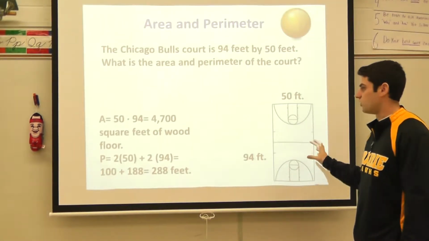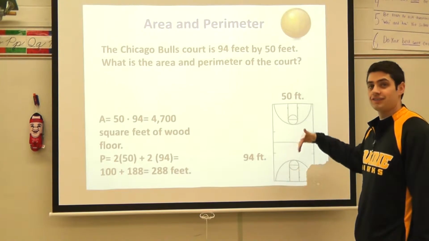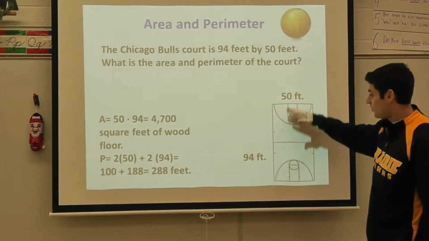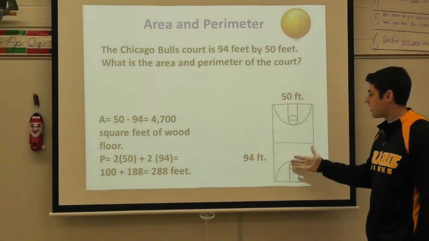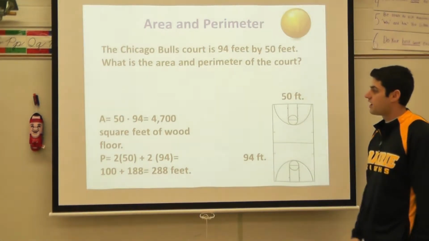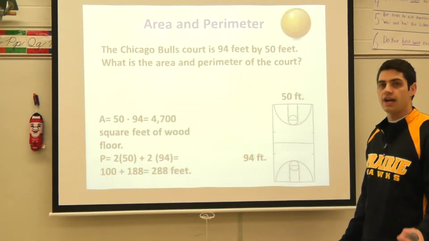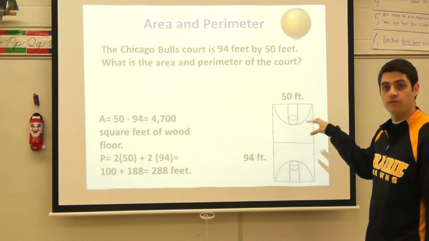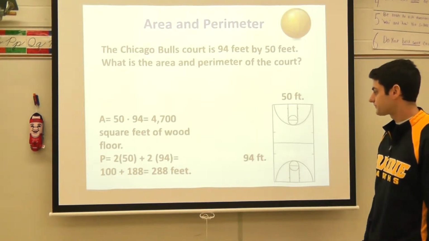Again, this would help the workers here that work on the floor. That's a lot of square feet of wood to have this whole basketball court filled with wood. So again, the 94 feet length and the 50 feet width lets the workers know we need a total of 4,700 square feet of wood to make sure that we can fill the basketball court.